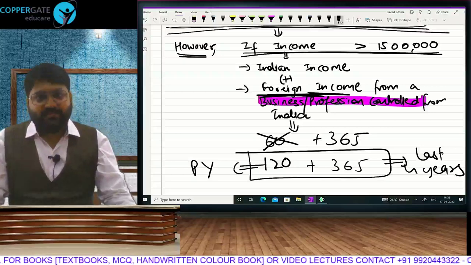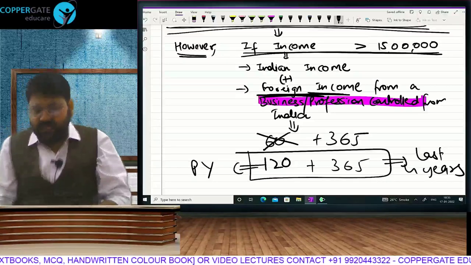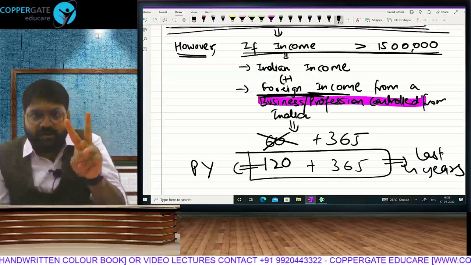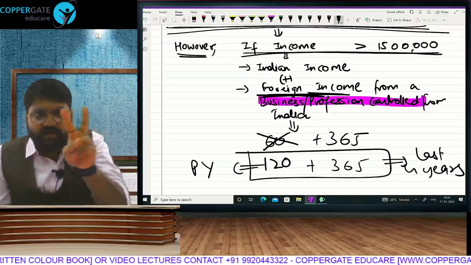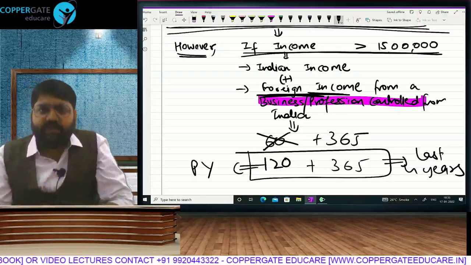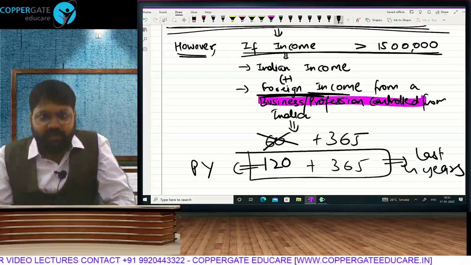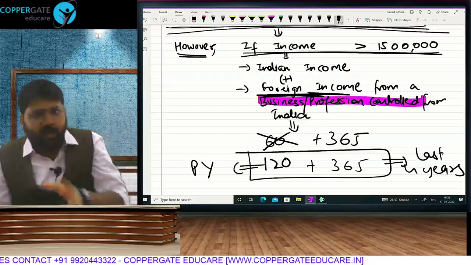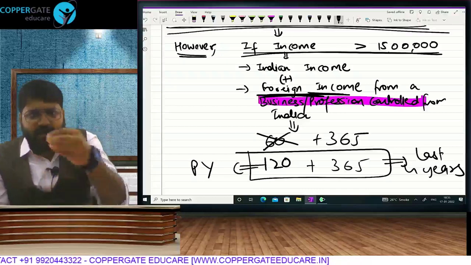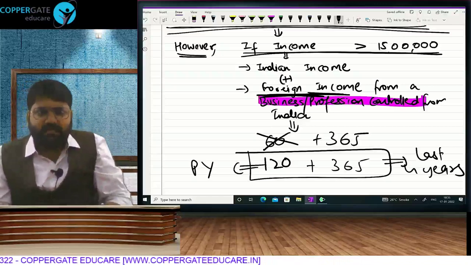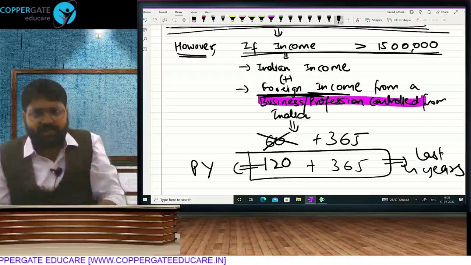Are you following? What have we studied here? Two conditions: 182 in the current year, 60 in the current year and 365 in the last 4 years. Satisfy any one, then you will become a resident. That means in order to become a non-resident, you will have to dissatisfy both. Other points, I am not repeating now: need not be continuous, place and purpose, citizenship, all that we studied. Equal to is also covered, all that. We wrote that, so we discussed it.